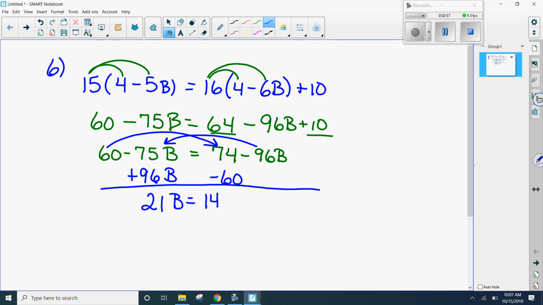Now the problem I've seen before, for example, the other group, what they wanted to do is just circle that and say that's what your answer is. But what are you doing? You're solving for b, so you're going to have to divide. So you divide both sides by that coefficient of b, which is 21, and then you have to reduce.